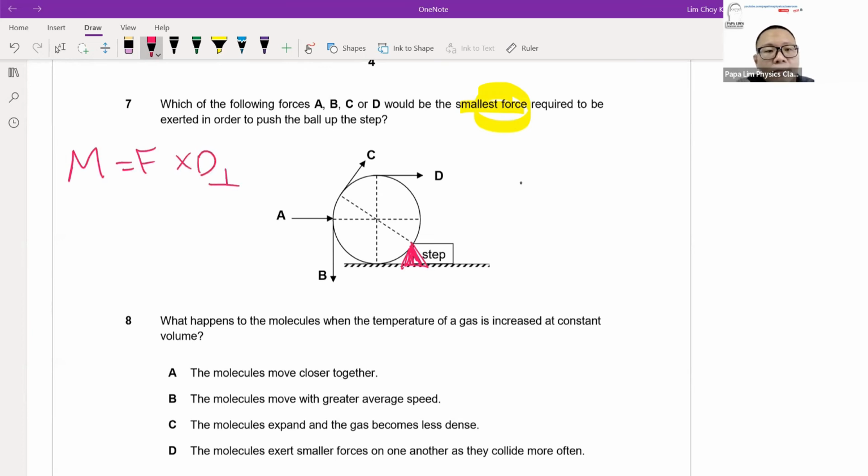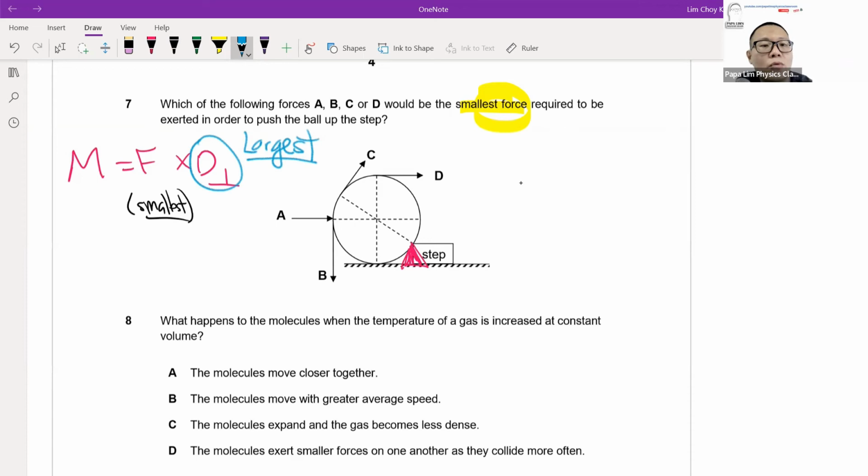Now to overcome the step using the smallest force, this force must be the smallest. To overcome it, meaning I require the force to be smallest, I will also need the perpendicular distance to be as large as possible. If I have the largest perpendicular distance, I will definitely need to apply a small force. Okay, why?